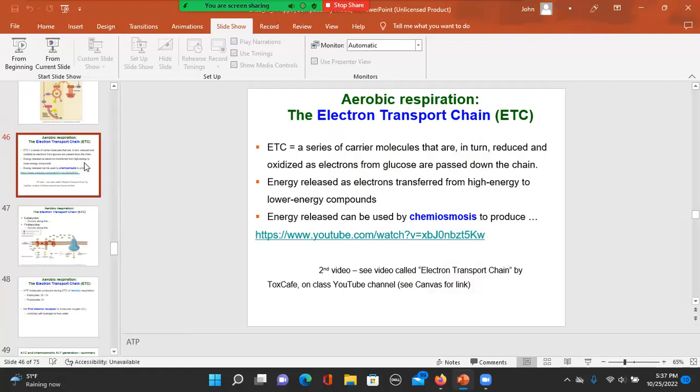It's called the electron transport chain because it is a bunch of proteins in a membrane, meaning a chain of proteins in a membrane, and that they're each in turn reduced and oxidized as electrons from glucose are passed down the chain. What happens is the energy is released as the electrons are transferred from one molecule to another. Energy is ultimately released from NADH and FADH2, or we can say aerobic respiration if you want. It's eventually used by chemiosmosis to produce ATP.